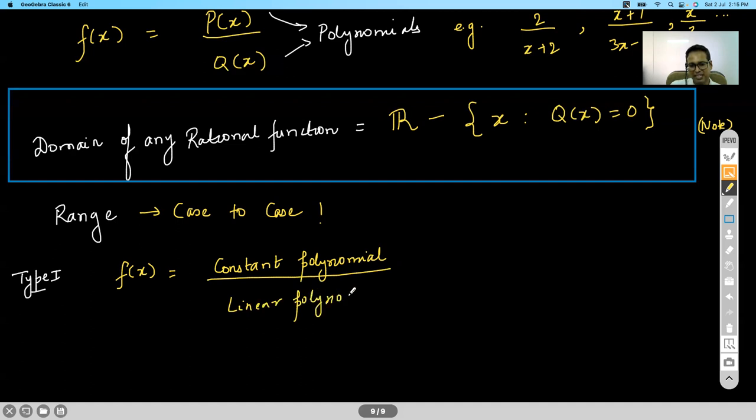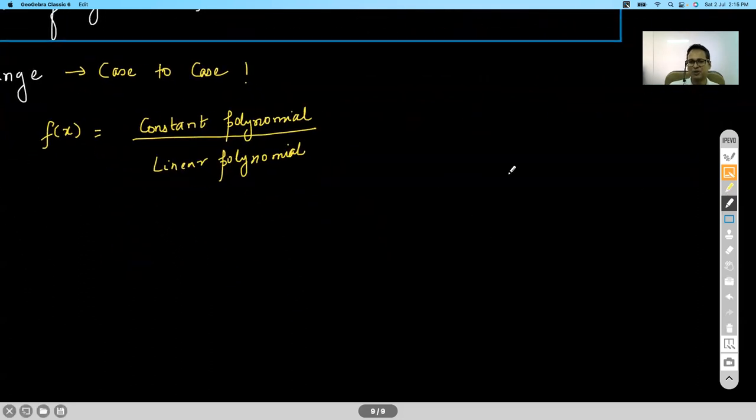Okay. So I'm taking a case where my rational function has a constant polynomial on the top and a linear polynomial in the denominator. Okay, let's take an example of it. As an example, let's say I have taken a rational function as 2 divided by 3x minus 5. As you can see, this is constant, like this one, and this is linear, like this one.